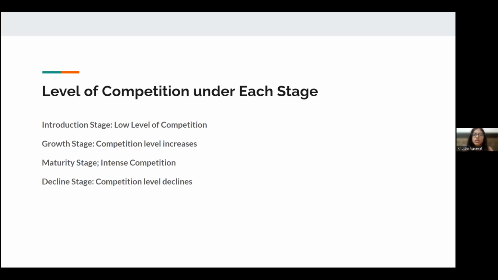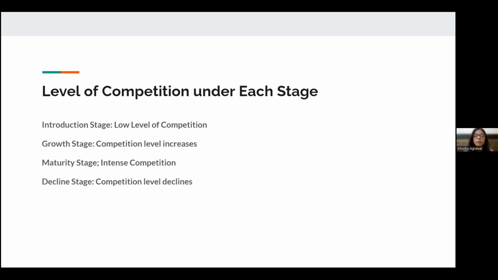So now I'll be talking about the level of competition under each stage. In the introduction stage, the competition is usually low as the product or the service is relatively new in the market. In the context of Worldlink, the competition was very low because NTC was the only player who was providing the facility.